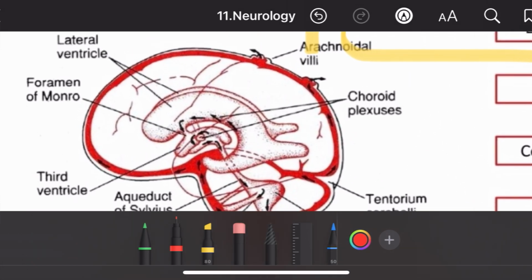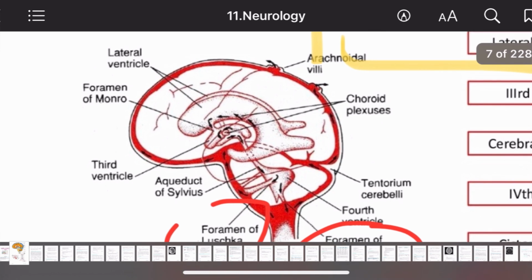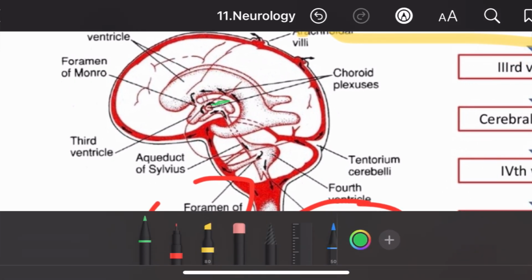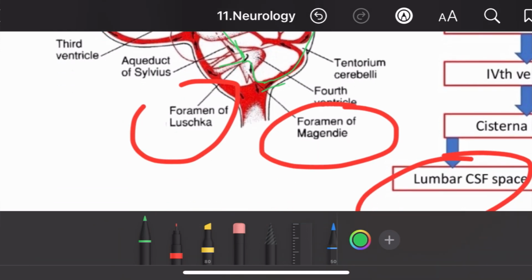So this is a small diagram which shows the circulation. Once again, it is formed inside the brain, like here. Then it is transferred from the lateral to the third to the fourth ventricle, and from there it goes through the foramens, going up to the sinuses and also going down to the lumbar cisterns. So this is the way CSF is formed, and it is bathing the brain and the spinal cord.